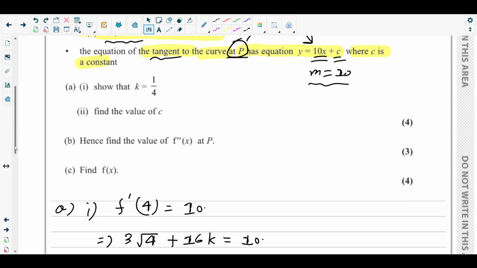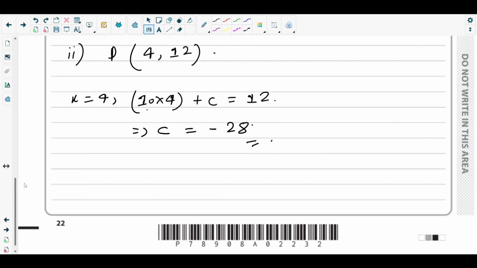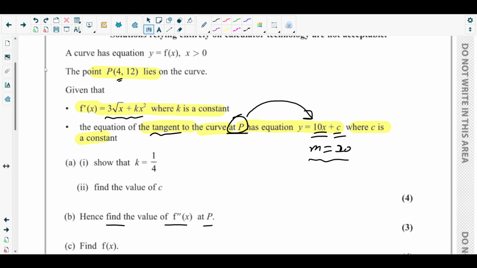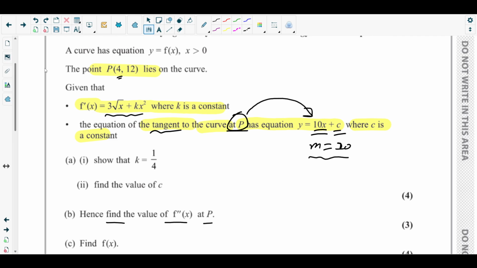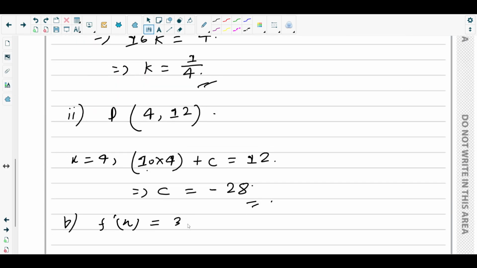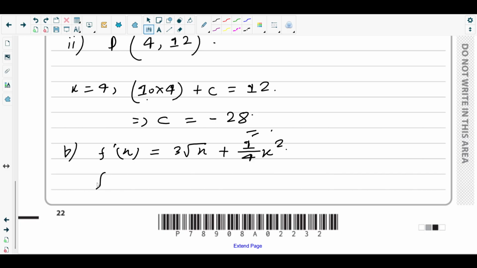Next, part B is asking to find the value of f double dash x at P. We already know the value for k, right? So just put the value of k into f dash x. For f dash x, this is 3 square root of x plus 1 over 4 x squared. If I'm not wrong, it is x squared. Yes, correct.